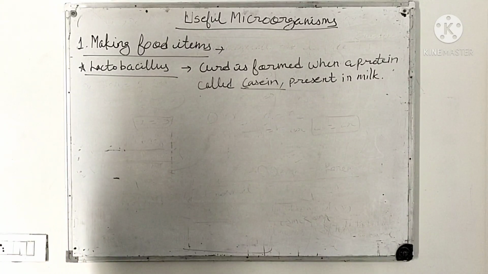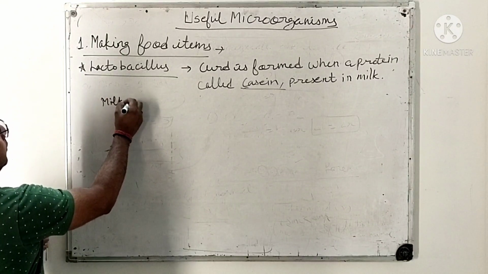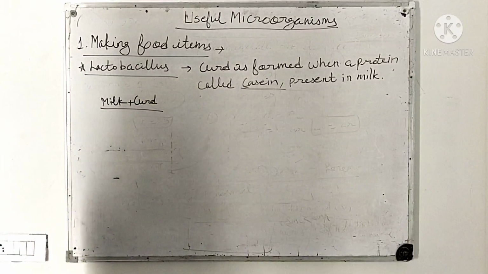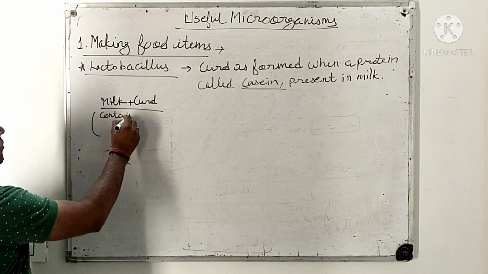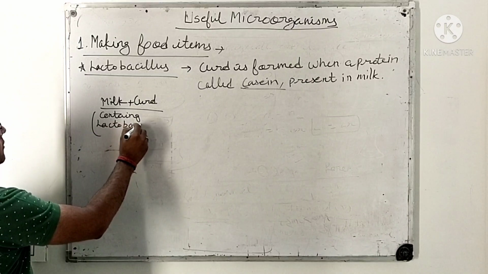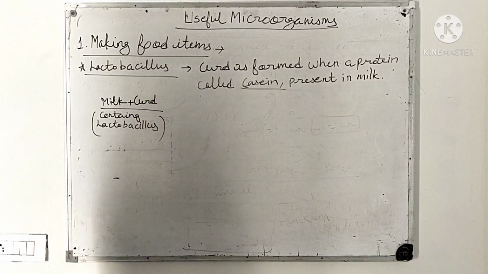So we know how we do it. We take milk plus curd. This is the first step. We are adding the curd because it contains lactobacillus. Now the milk contains lactobacillus bacteria.